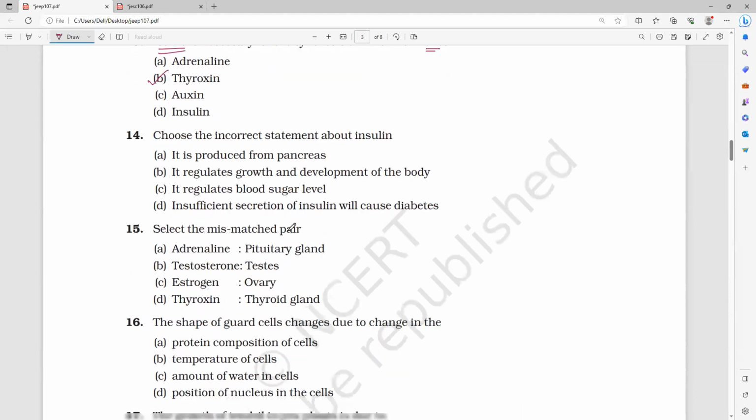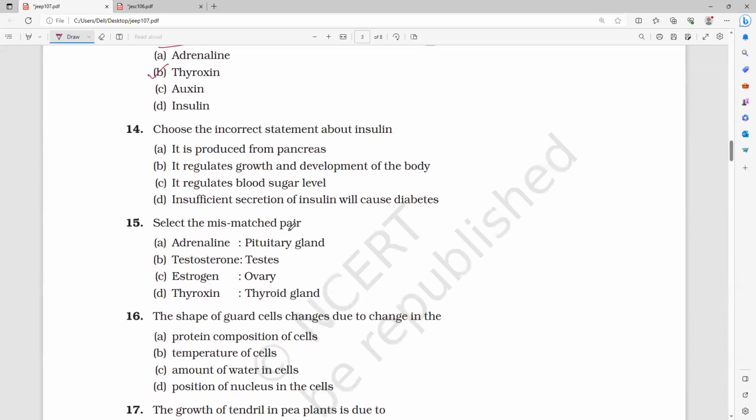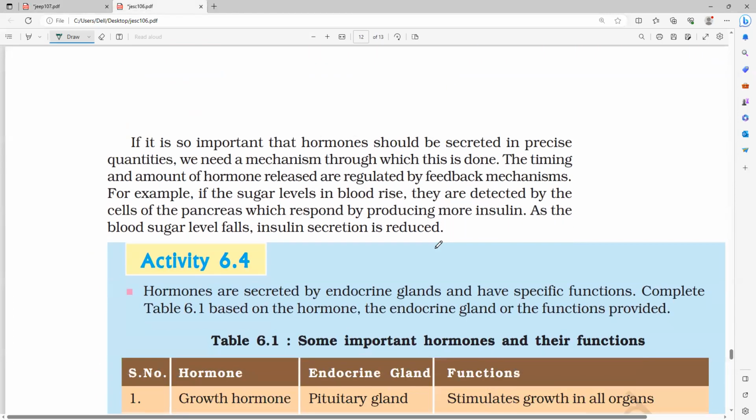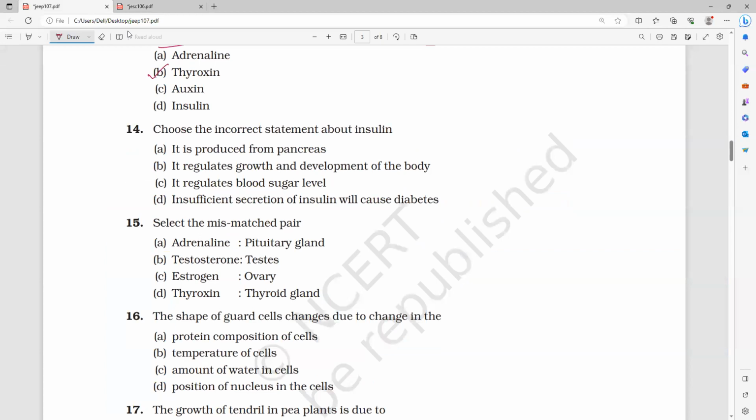Next, choose the incorrect statement about insulin. Unless you read the complete paragraph, you cannot answer. This is the most important paragraph. Please learn it, because here is the last concept of this chapter: feedback mechanism. You must know that. Observe insulin's importance. The pancreas responds by producing more insulin.